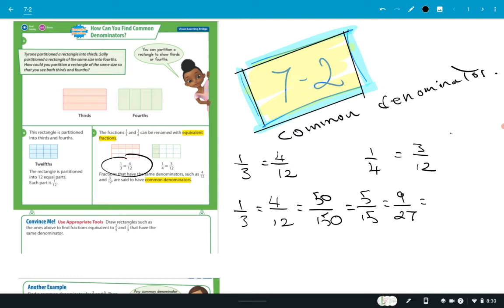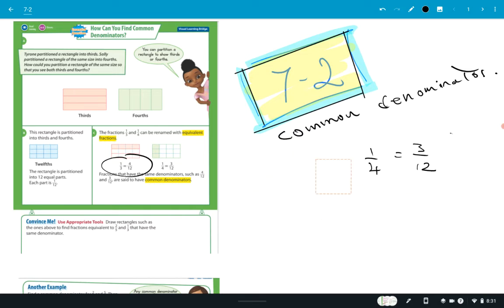Let me get one more. Mr. Willard. 3 over 9. Okay? So I think you guys have a pretty good grasp of a common denominator, not a common denominator, an equivalent fraction. Somebody give me an equivalent fraction of this.